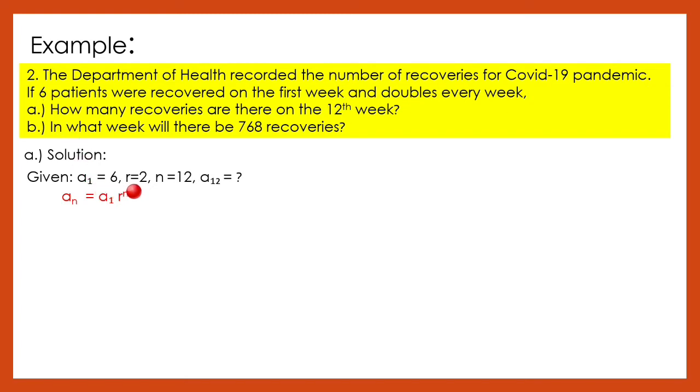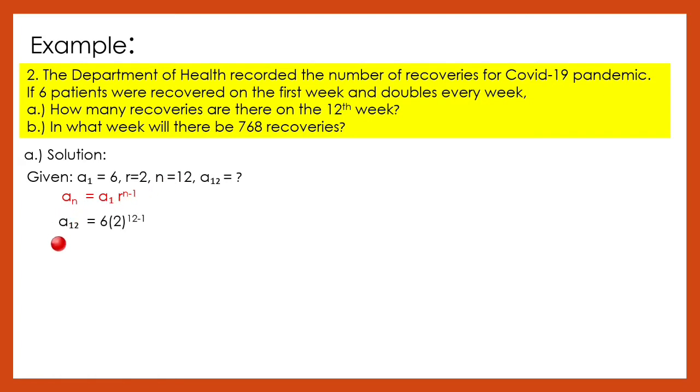Ang common ratio natin is 2 since doubles every week. So, times 2. And then, ang ating number of terms is 12 because for the 12th week. So, ang hinahanap natin is a sub 12. Then, substitute lang natin sa formula yung mga given.